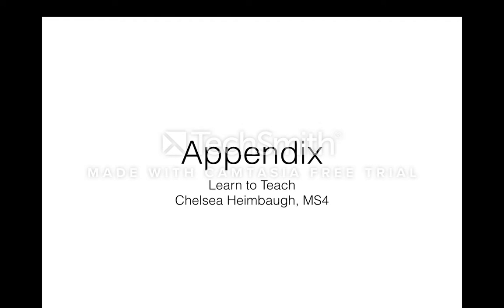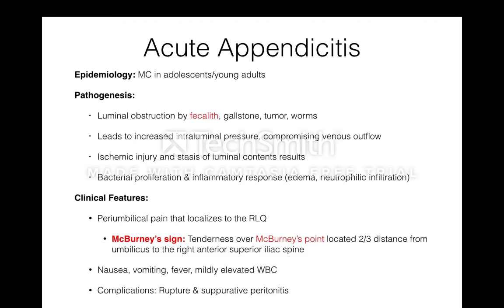So in this segment, we'll be covering pathology of the appendix, and to start, we'll go over appendicitis. So appendicitis is most common in adolescents and young adults, however, it can occur at any age. Typically, it's due to luminal obstruction by a fecalith, which is a small stone-like mass of stool. It could also be caused less frequently by gallstones, tumors, or even parasites.